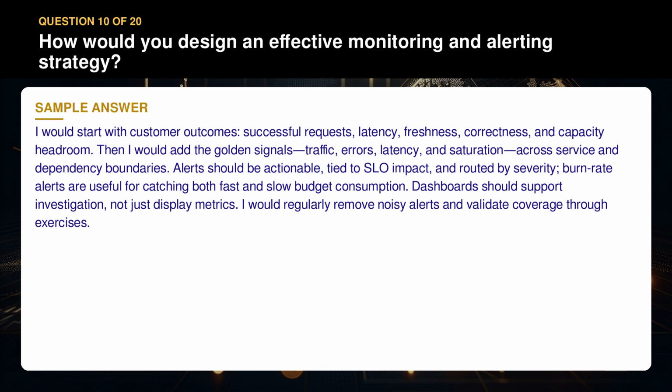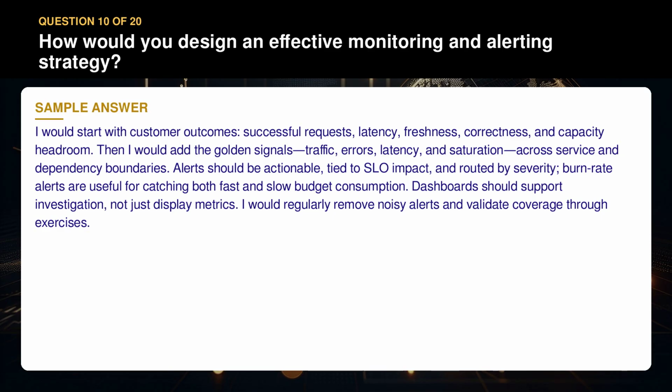Question 10. How would you design an effective monitoring and alerting strategy? I would start with customer outcomes, successful requests, latency, freshness, correctness, and capacity headroom. Then I would add the golden signals, traffic, errors, latency, and saturation, across service and dependency boundaries. Alerts should be actionable, tied to slow impact, and routed by severity.